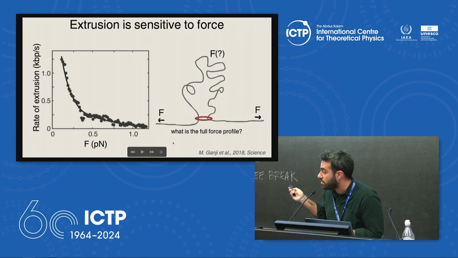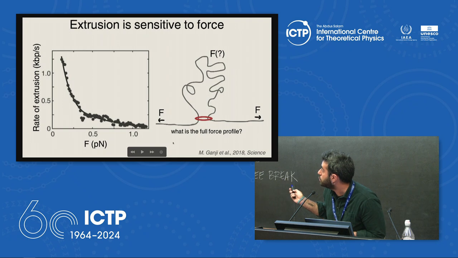And why? Because there can be two reasons. The first one is that the force to which the polymer is subjected in this region, the one after the extrusion and after the block of cohesin at the base of the loop, is different from the force to which the polymer is subjected at the extremes.